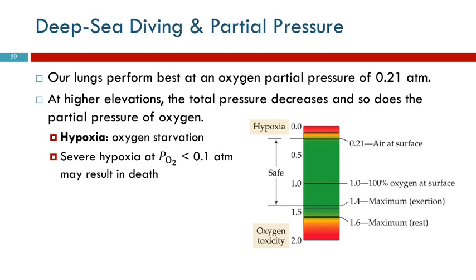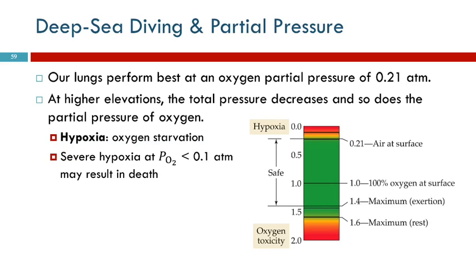At higher elevations, the atmospheric pressure, the total pressure, is less, and so the partial pressure of oxygen is also less. Because if oxygen is 21% of the composition of air, then it exerts 21% of the pressure. When the total pressure decreases, the pressure of oxygen decreases also, and we can't breathe as well. You go to very low levels and you get hypoxia, or oxygen starvation.